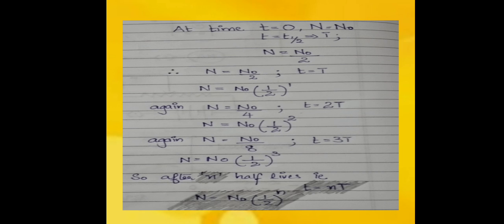So that shaded equation is important. We have to do numericals based on that. This is the relation from which we can find out the number of atoms present at that instant and also how many half-lives have completed.